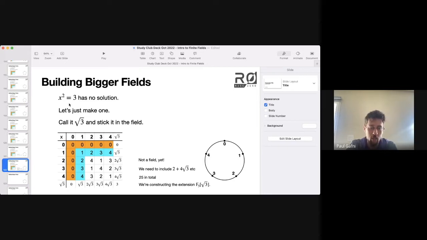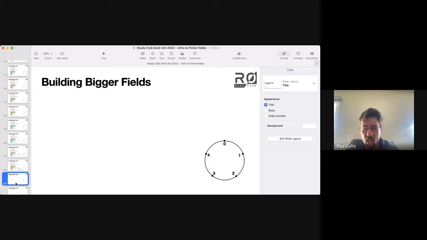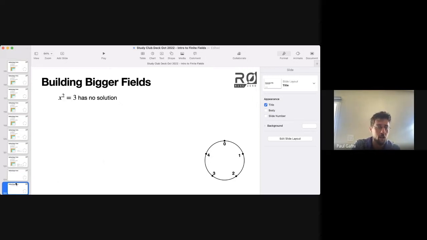And the extension in more formal notation, I could call this the field of order 5 adjoin the square root of 3. This is a formal notation for a field that includes this clock, meaning it includes these 5 numbers, but it also includes a bunch of other stuff that is associated with the square root of 3.